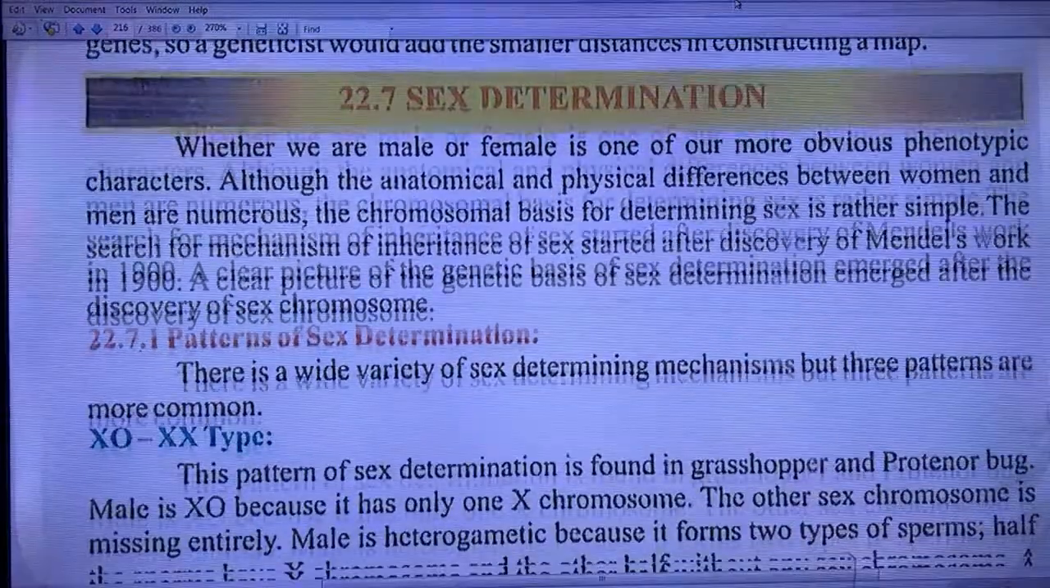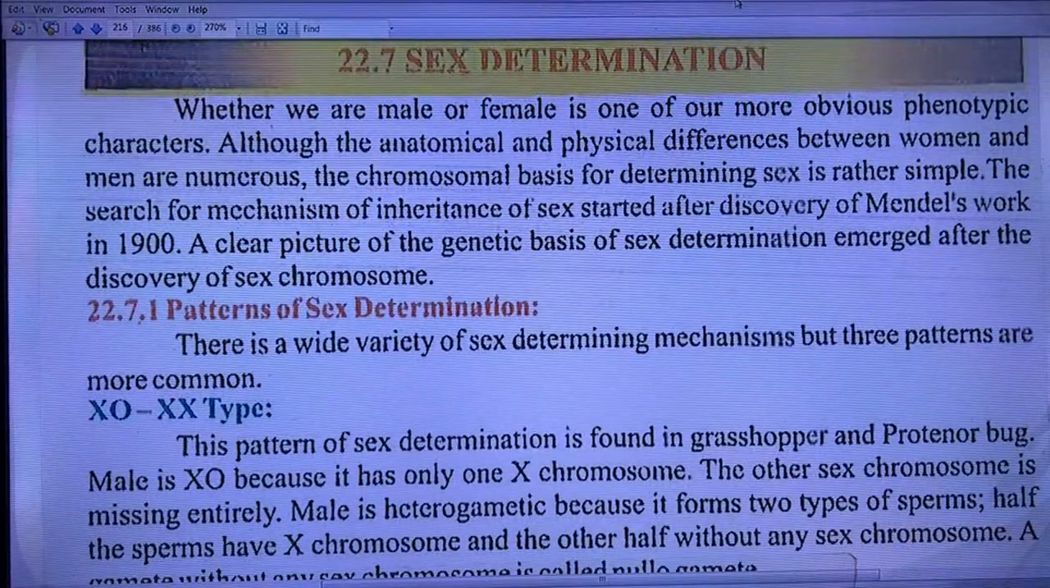Sex determination. Whether we are male or female is one of our more obvious phenotypic characters, although the anatomical and physical differences between women and men are numerous. The chromosomal basis for determining sex is rather simple. The search for the mechanism of inheritance of sex started after the rediscovery of Mendel's work. In 1900, a clear picture of the genetic basis of sex determination emerged after the discovery of sex chromosomes.